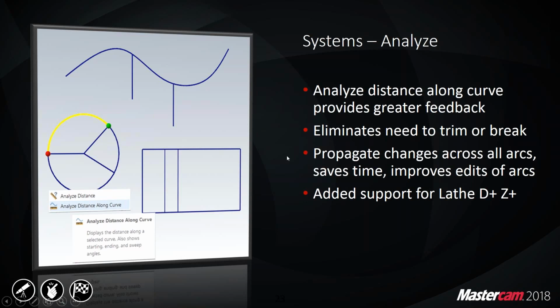And the analyze function also, when you were in lathe, it would always display it as, I believe, X and Z, or maybe even X and Y. But if you are one that works in D plus Z plus, the analyze function does support those values in lathe now, which can save you some time when you're trying to figure stuff out.